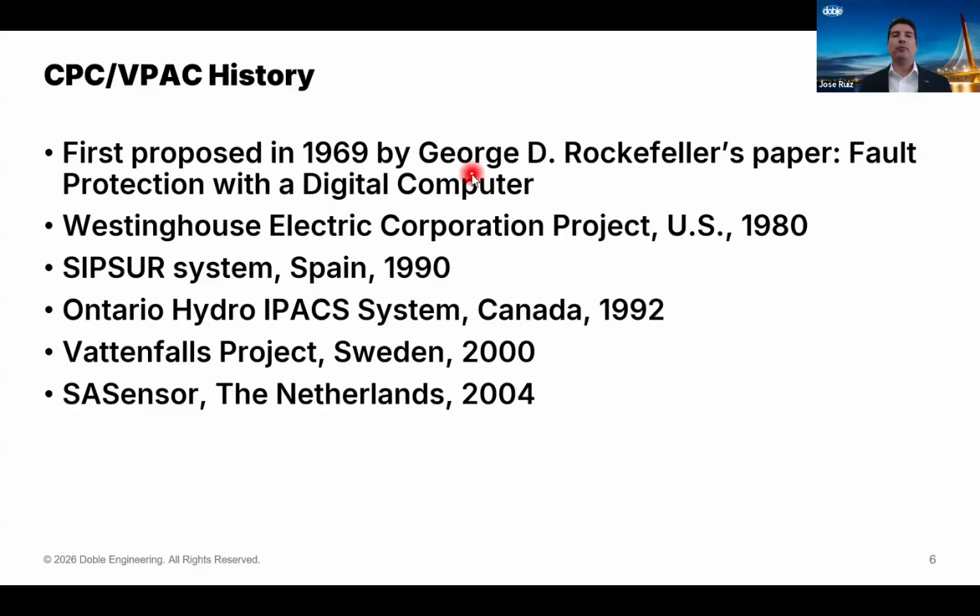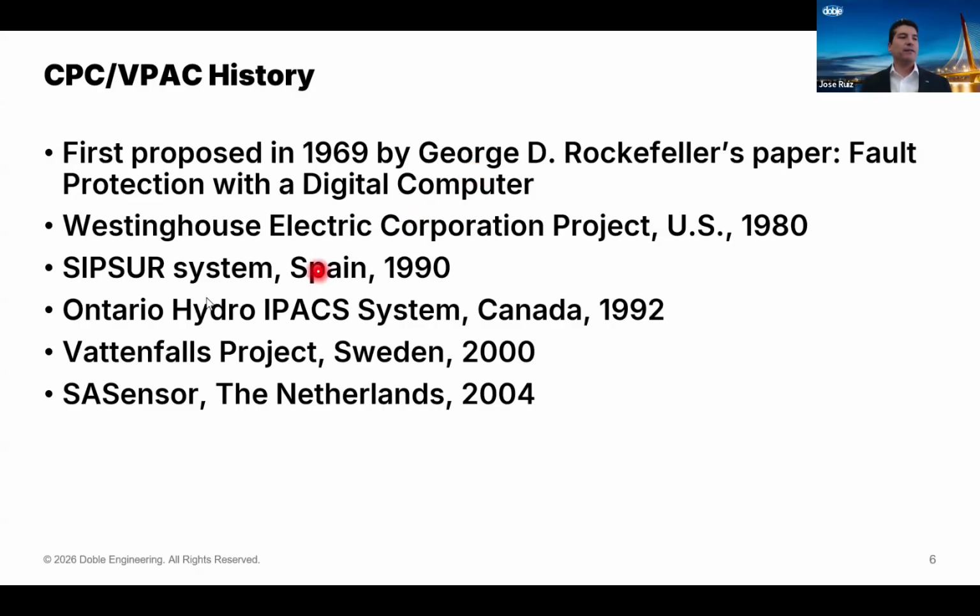Then we have Westinghouse. The Westinghouse Electric Corporation project in the United States basically prepared a substation specification requirement for the Electric Power Research Institute. This was to cover bus bar protection, shunt reactor, out-of-step, breaker failure protection, and also control and automation were included as part of this proposal and project. This was developed and deployed in a few substations back in the 1980s.